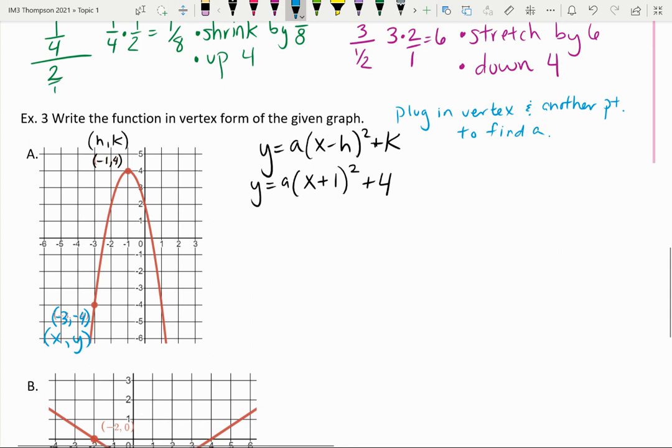So this is the tactic that I'm using. I'm using this other point, right? -3, -4. So y is -4. I'm looking for a. X is -3. And now I'm going to take this and simplify and solve for a, and then plug a back in at the end to have my final equation.